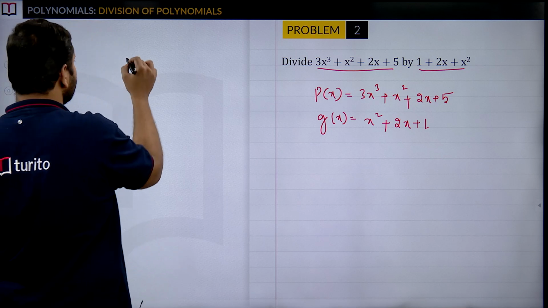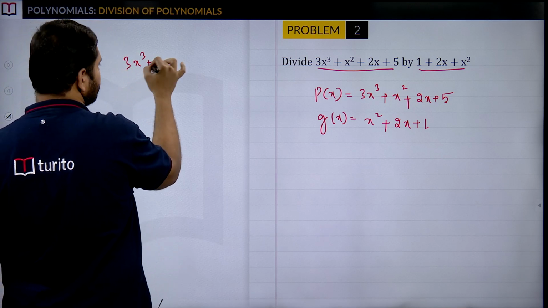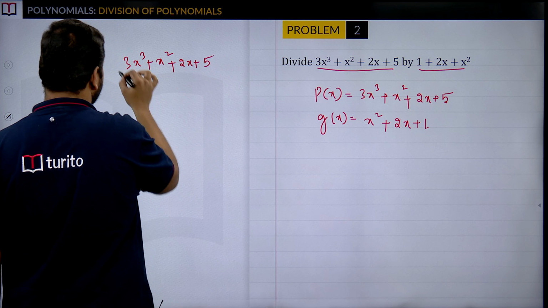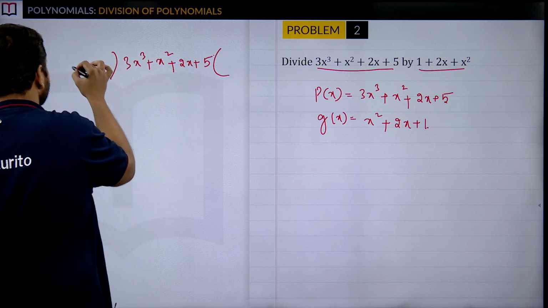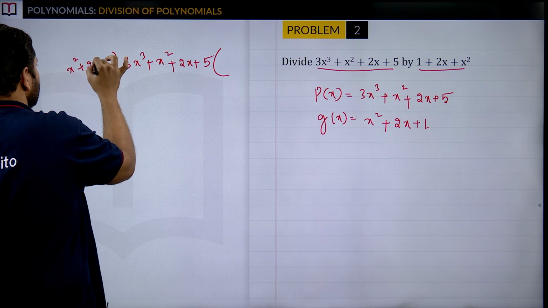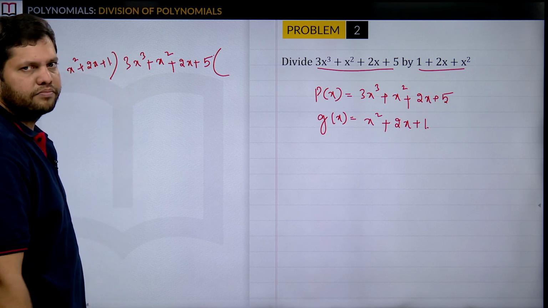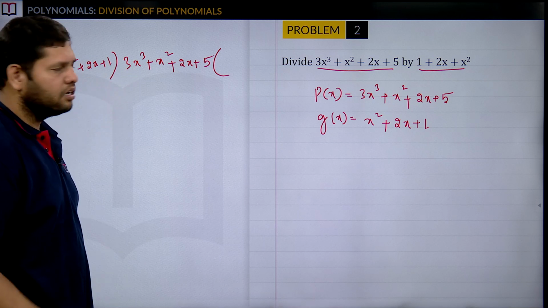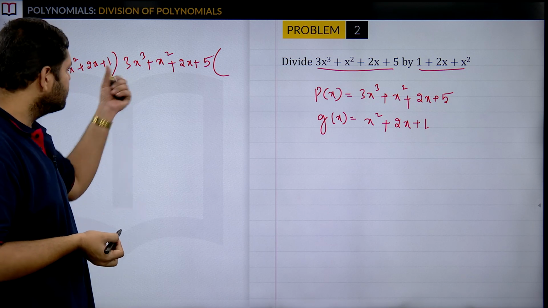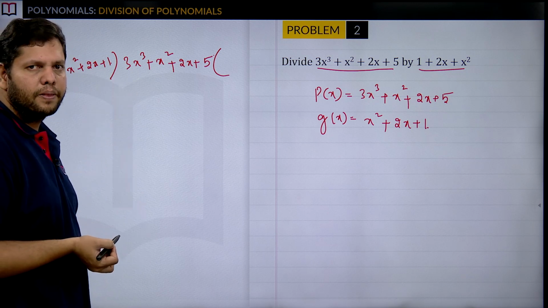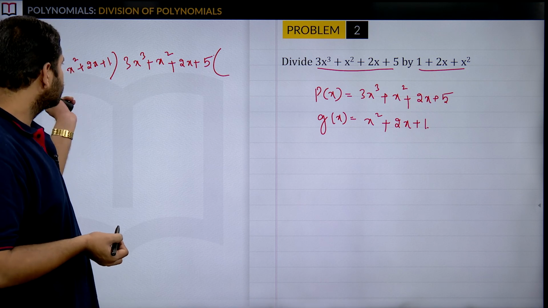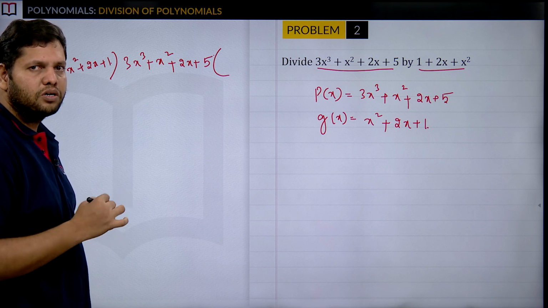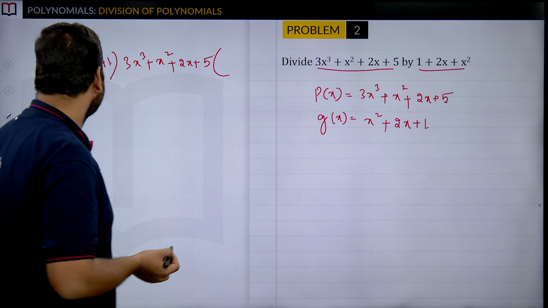Now children, do the division again in the same manner. So 3x power 3, x square, this is plus 2x and this is plus 5. Now divide with what, children? x square plus 2x plus 1. Children, look here, this is a 3x power 3 term and this is an x square term. Now can you tell me, children, which term we need to multiply so that we will get the 3x power 3 term? This is x square, but I want to get 3x power 3 term. Can you guess, children, which term we need to multiply? So we need to multiply a 3x term.